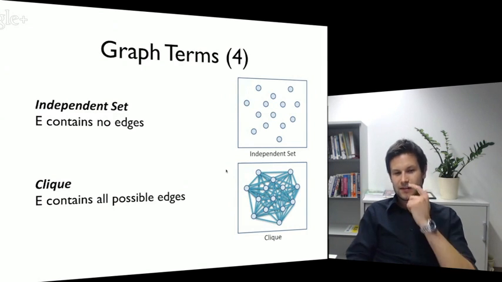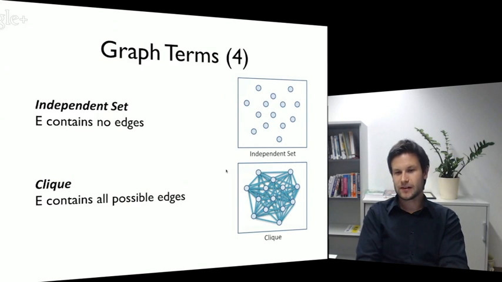Then another interesting class is a clique. So a clique is a fully connected graph. So every node in this graph is connected to every other node. And this is important if you look at graph algorithms that try to identify these highly connected clique subgraphs.